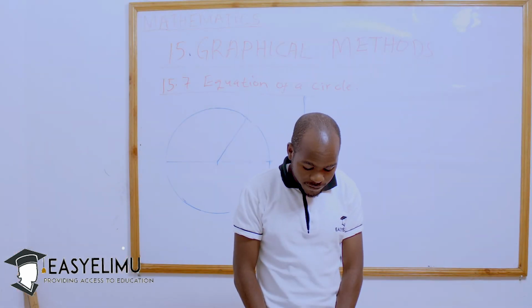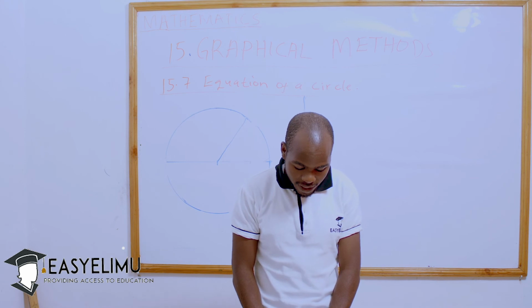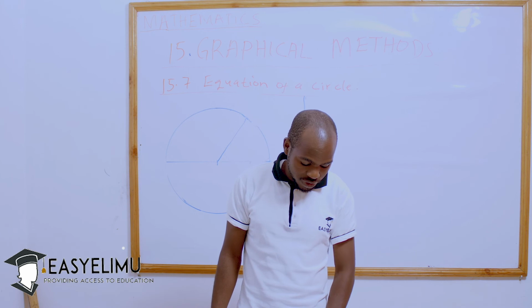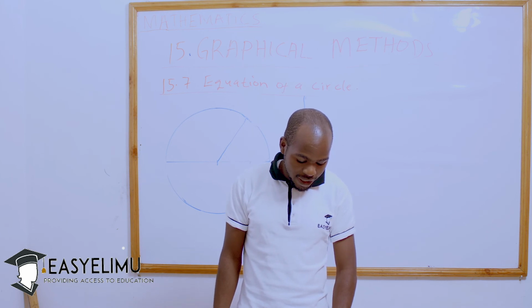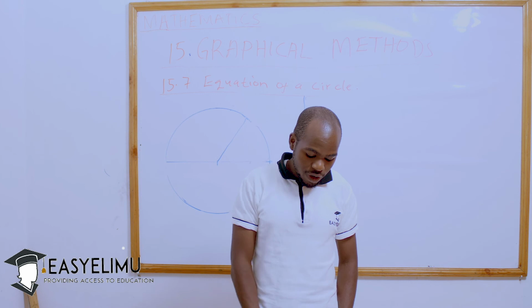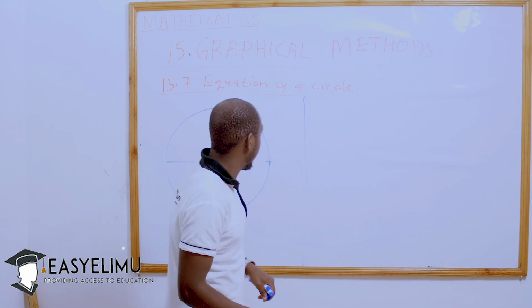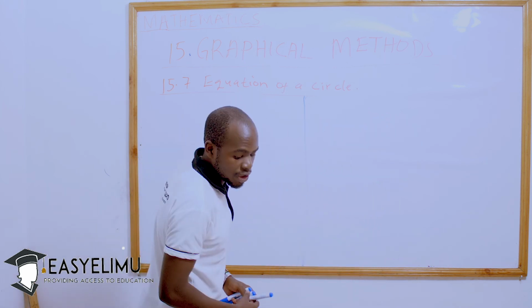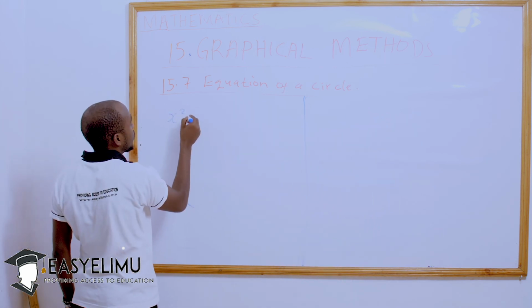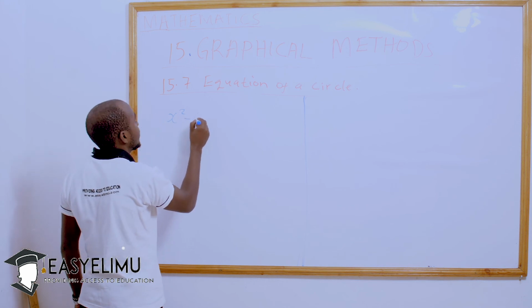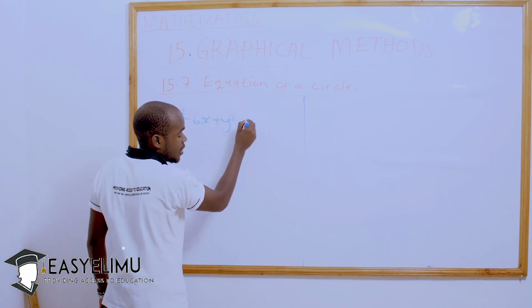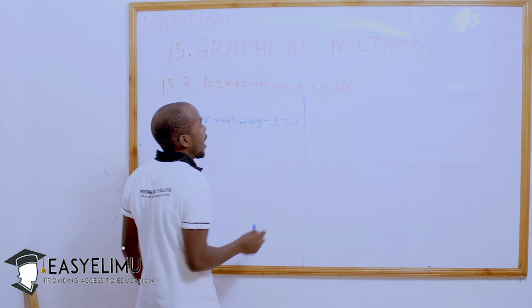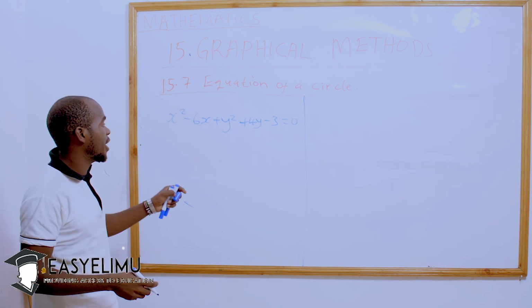The equation of a circle is given by x squared minus 6x plus y squared plus 4y minus 3 equals to 0. Determine the center and the radius of the circle. If you have been told to determine the center and the radius of the circle here, that one doesn't require even drawing. It's a theoretical knowledge whereby we have been given the equation as x squared minus 6x plus y squared plus 4y minus 3 equals to 0. This one, I will show you a quicker method of working it out.